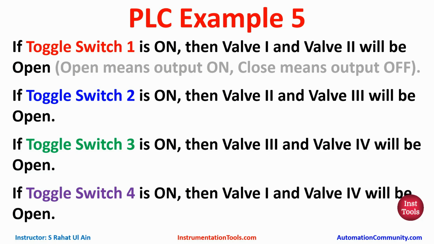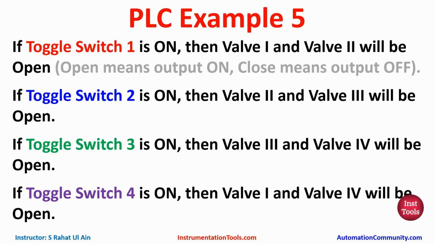Example 5. If toggle switch 1 is on, then valve 1 and valve 2 will be open. Open means output on, close means output off. If toggle switch 2 is on, then valve 2 and valve 3 will be open. If toggle switch 3 is on, then valve 3 and valve 4 will be open. If toggle switch 4 is on, then valve 1 and valve 4 will be open.